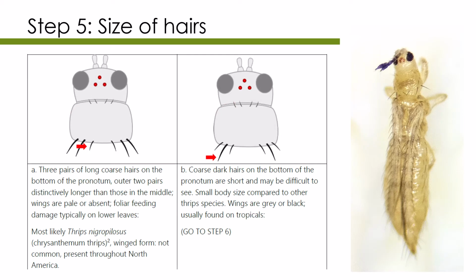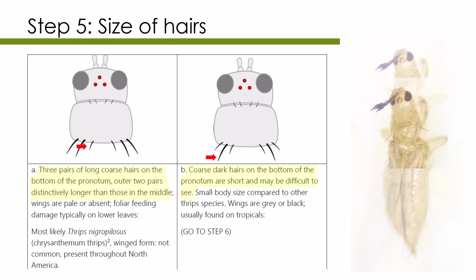The first statement in step 5, option A says there are 3 pairs of long coarse hairs on the bottom of the pronotum, and it specifies that the outer 2 are distinctively longer than those in the middle. Contrast this with option B. It says that the coarse hairs on the bottom of the pronotum are short and might be difficult to see.